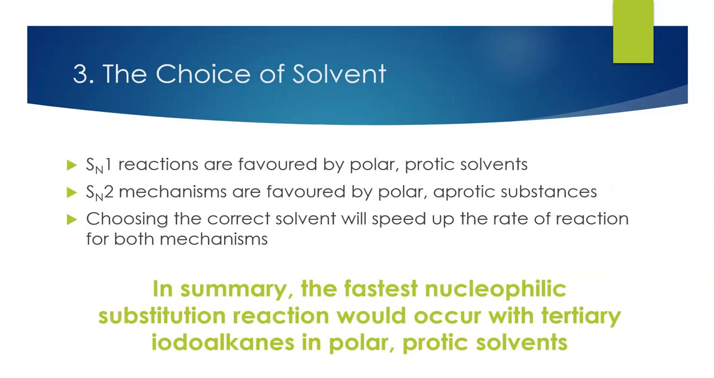The last thing that can influence our rate is the choice of solvent. And we talked about this in the previous video where we said that SN1 reactions are favored by polar protic solvents, SN2 are favored by polar aprotic solvents. So choosing the correct solvent will speed up the rate of reaction for both mechanisms. If we use the wrong solvent, that will compete and slow down the reaction. The fastest nucleophilic substitution reaction would occur with tertiary iodoalkanes in a polar protic solvent.